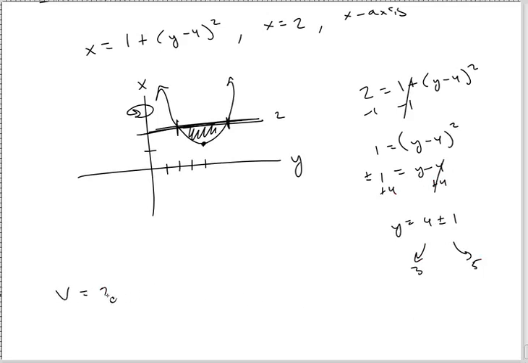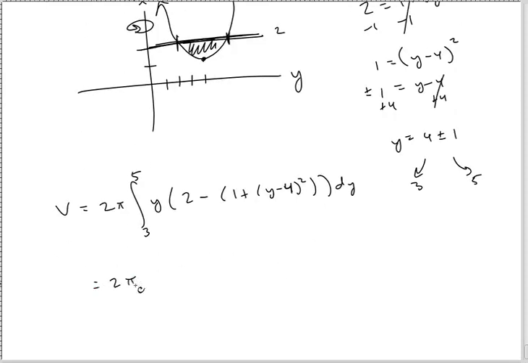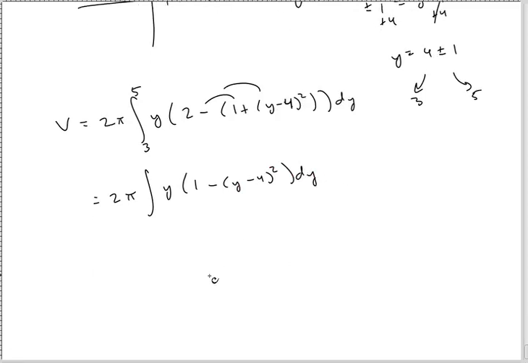So here we go. Volume is 2 pi integral 3 to 5 of y, just a plain old y, and then we got my top and my bottom. My top is a 2. My bottom is all this other stuff. Okay. I guess I could just distribute that, and I would get a negative y minus 4 all squared. Let me check my notes. Yep, that's what I expected.